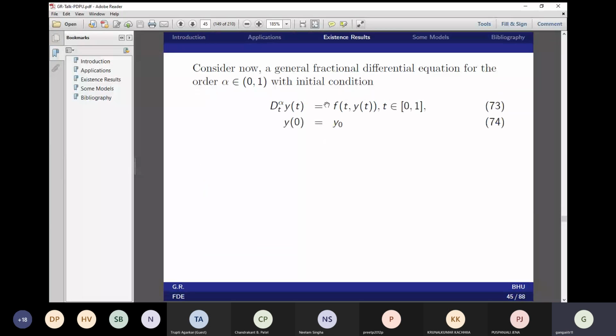Now consider a simple fractional order differential equation of order lying between 0 and 1 with an initial condition, taking the Caputo fractional derivative, and the operational interval is given here as 0 to 1. We can take the general fractional differential equation with initial condition, and in this case I have taken the Caputo fractional derivative. With respect to this equation we have the following questions.